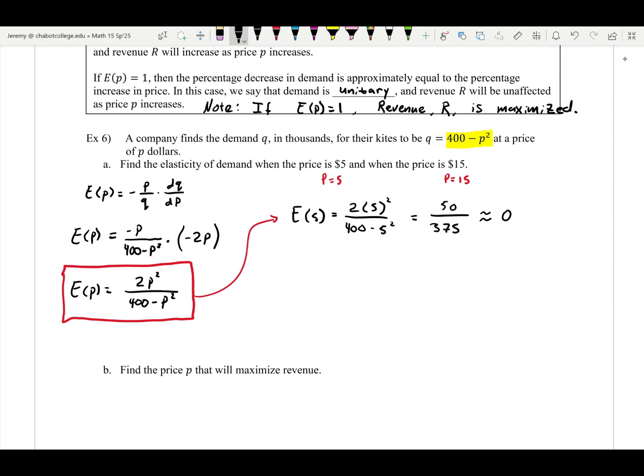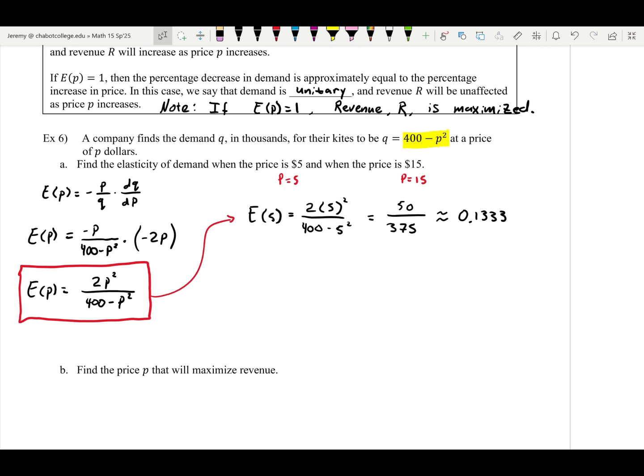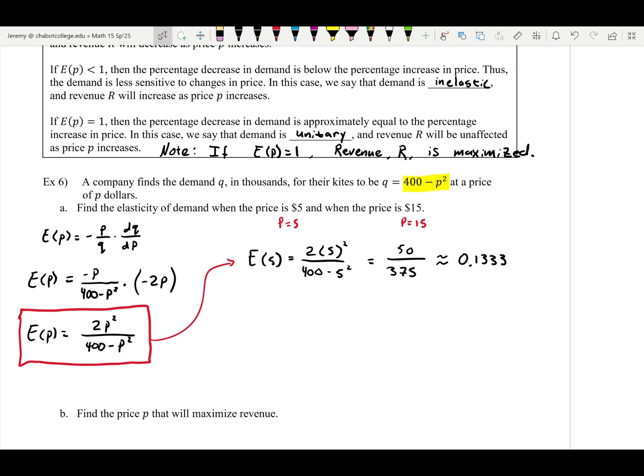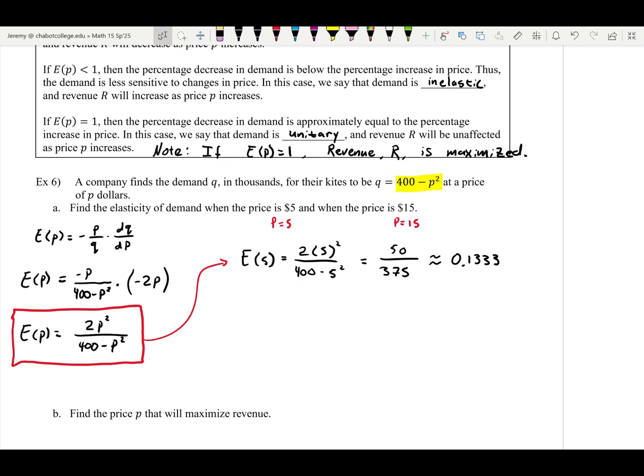I put this into my calculator and got approximately 0.1333. We have a repeating 3 there. And the reason I put it in my calculator to get a decimal approximation is because I want to know how close this is to the number 1, right? Because remember, in order to optimize revenue, we would like to achieve E of P equals 1. So depending on whether this is larger than or smaller than 1, that'll tell us about the elasticity of demand given this value of P.